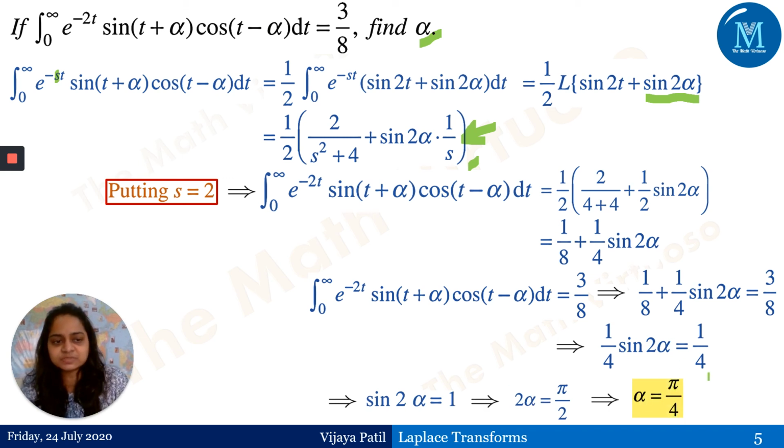If you observe the steps, they are quite obvious. It's 1 by 4 sine 2 alpha equals 1 by 4, because this 1 by 8 goes to the other side, making 3 by 8 minus 1 by 8 equal to 1 by 4. So sine 2 alpha equals 1. 2 alpha is pi by 2, because sine inverse of 1 gives pi by 2, and therefore alpha equals pi by 4, which is the answer for this particular question.